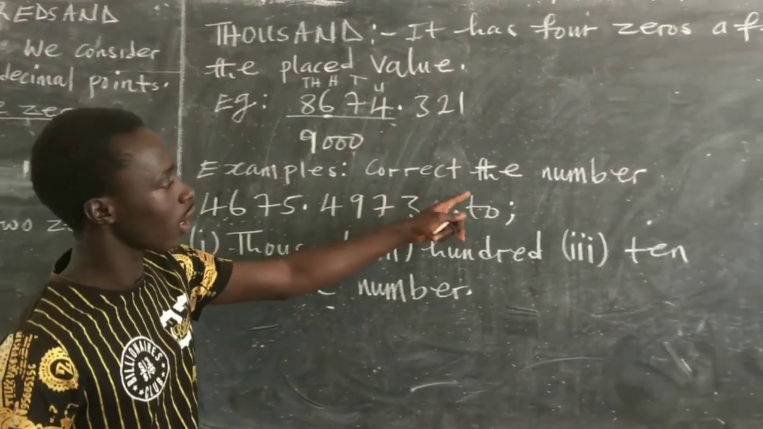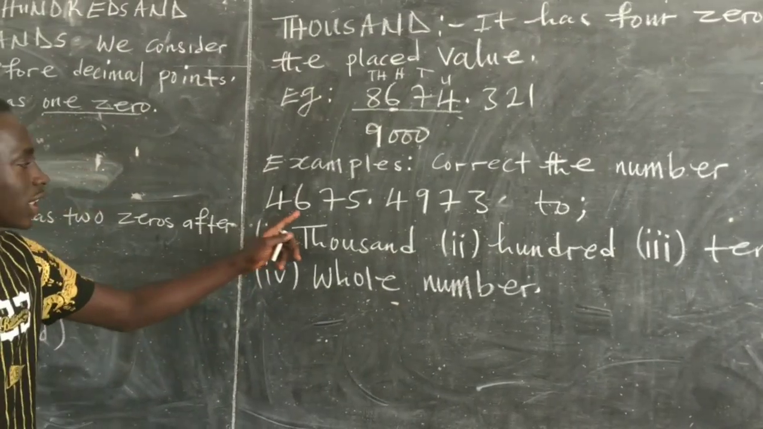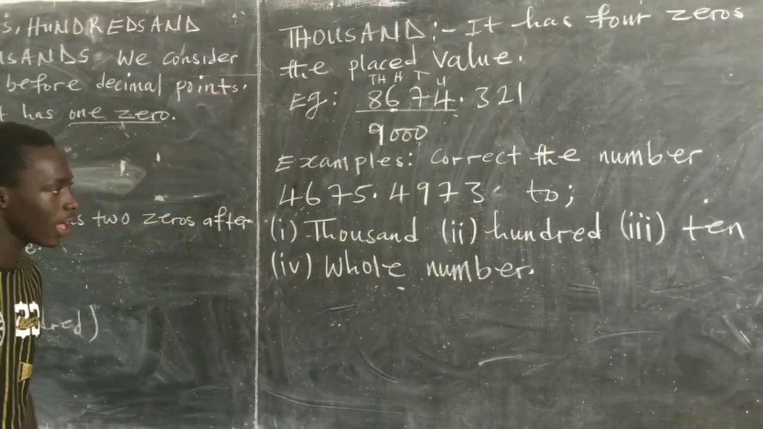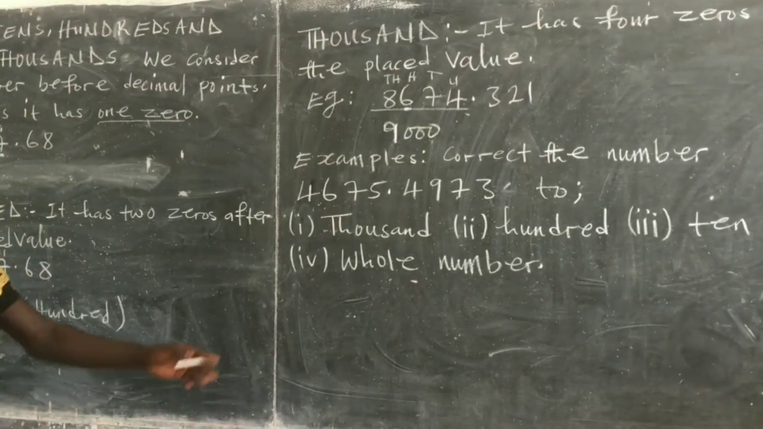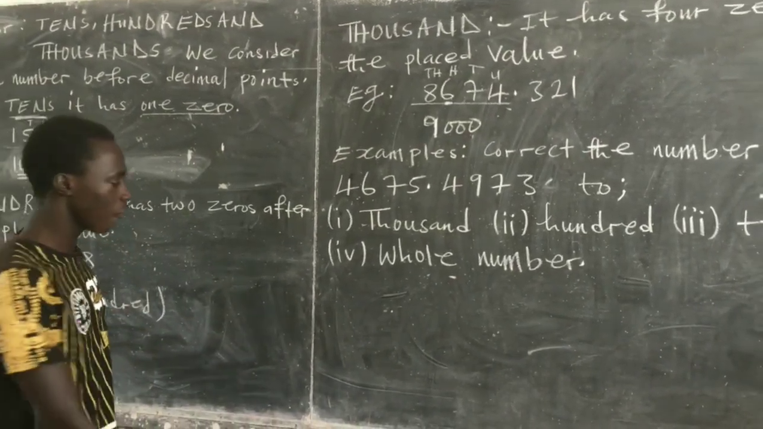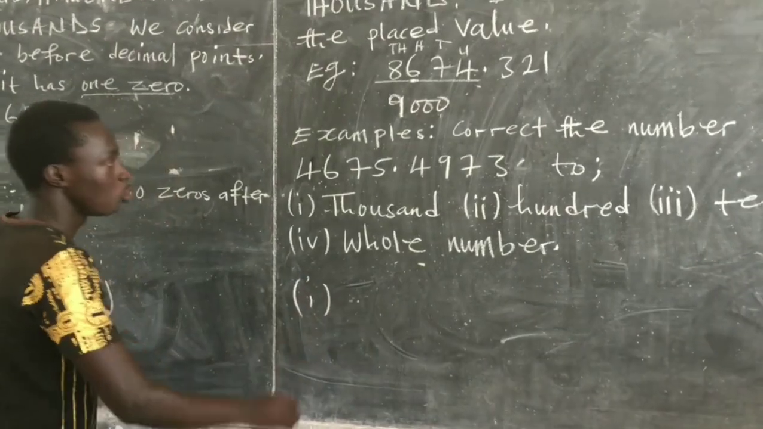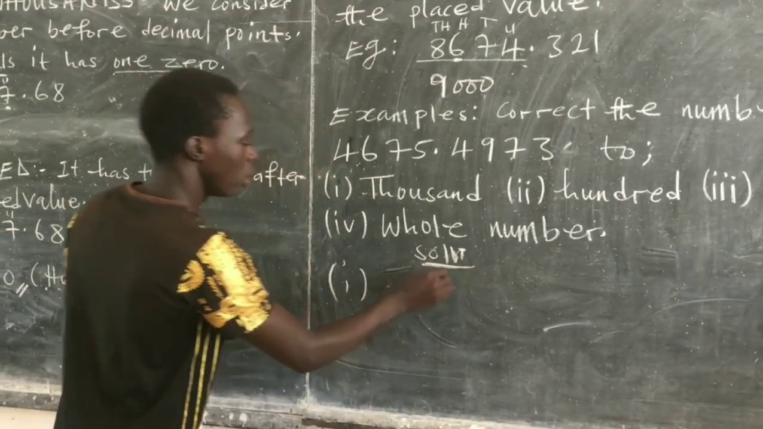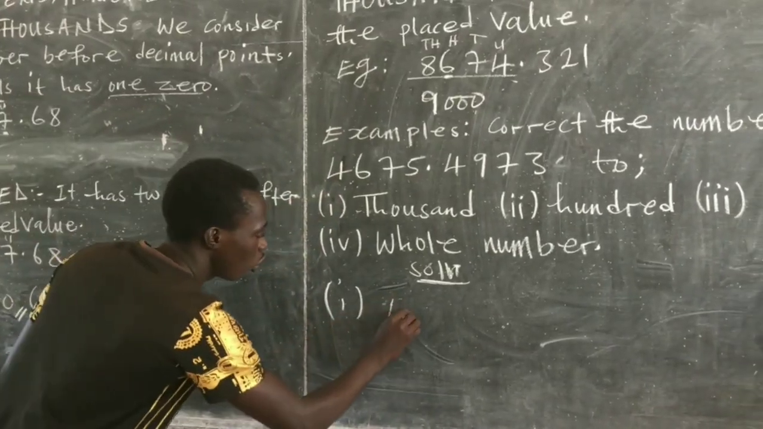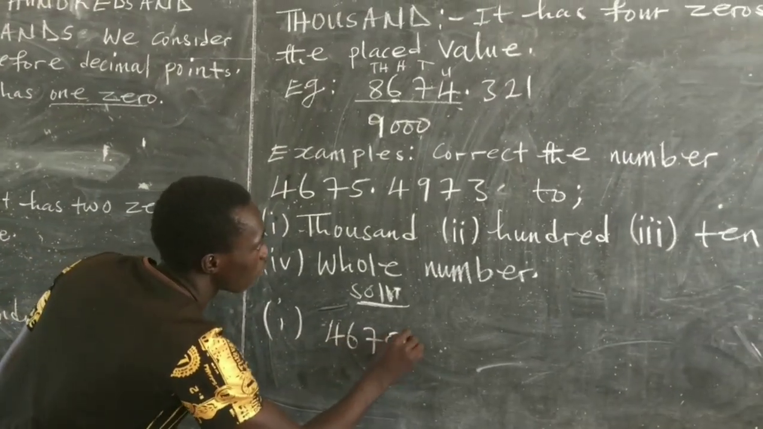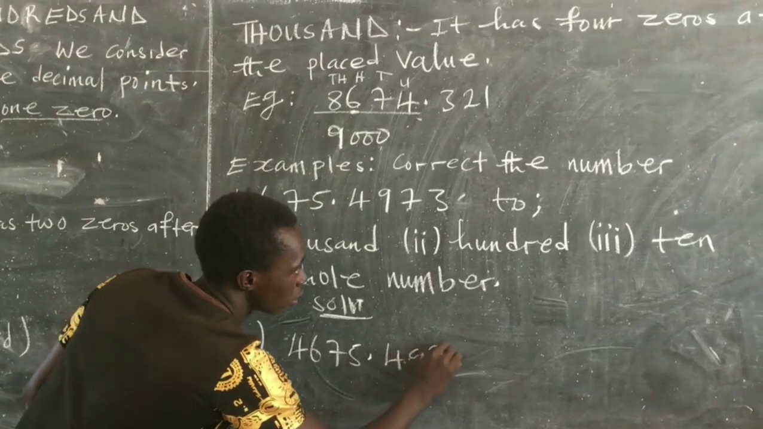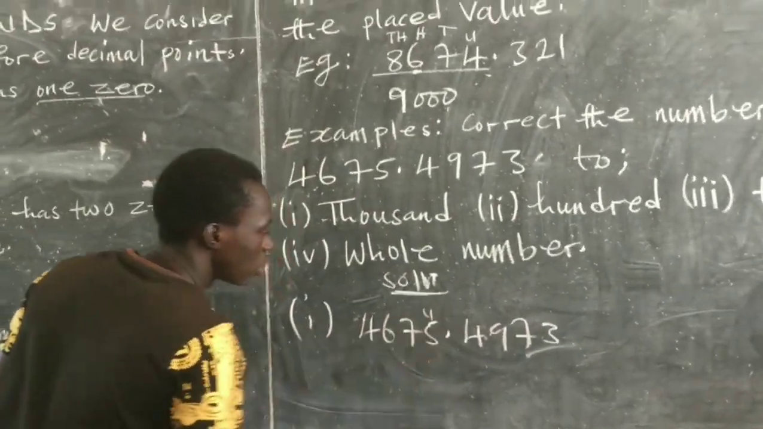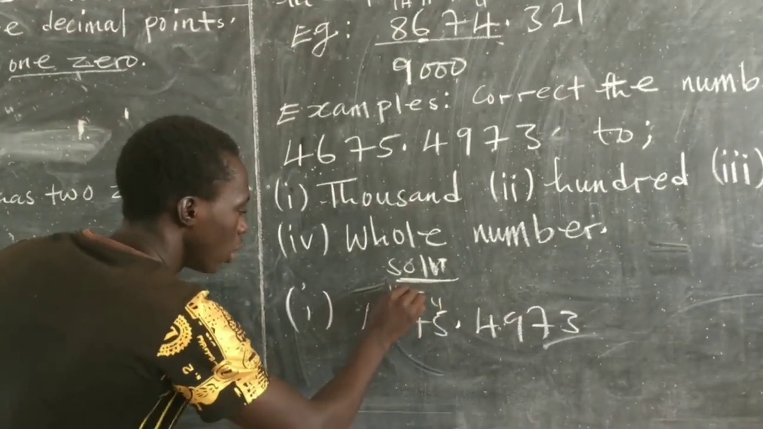Example. Correct the numbers. That is 4675.4973. Nearest 100, 1000, 10 and whole numbers. Now, first of all, if you are to find nearest whole number, that is Roman figure 1. If you are to correct this number, that is 4675.4973. Nearest 1000, this is unit, 10, 100, 1000.